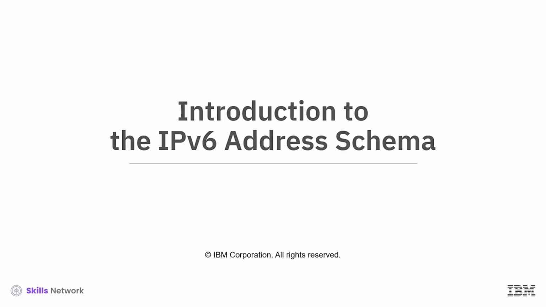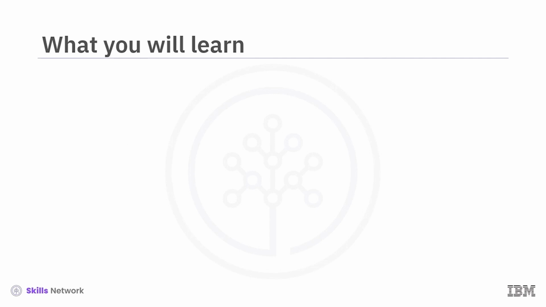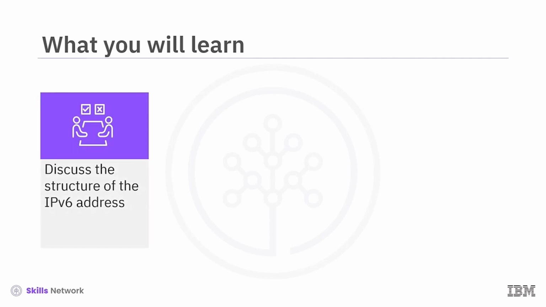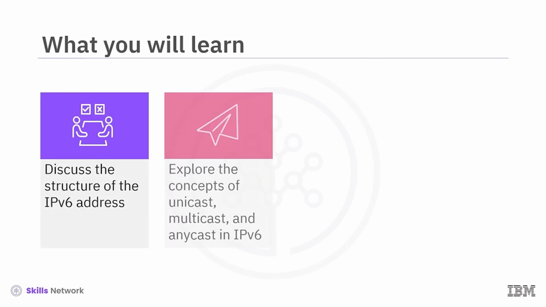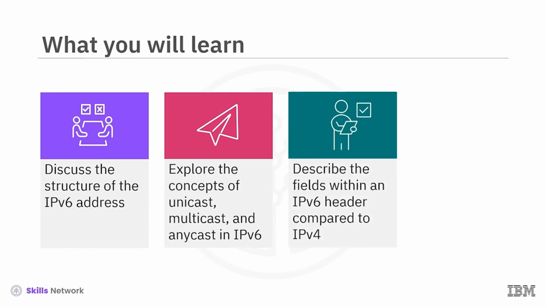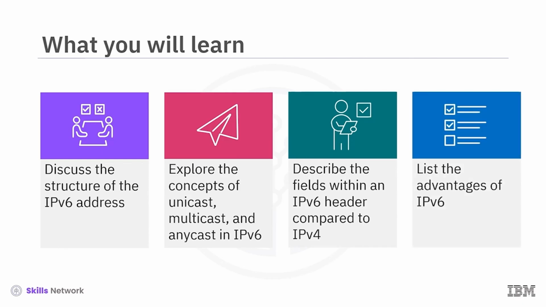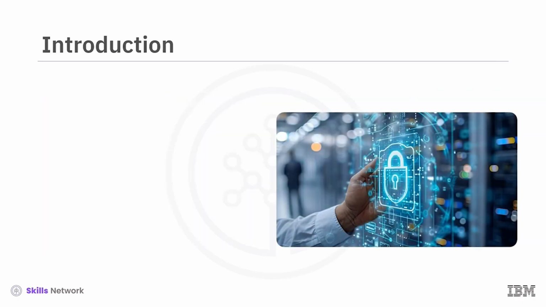Welcome to Introduction to IPv6 Address Schema. After watching this video, you will be able to discuss the structure of the IPv6 address, explore the concepts of unicast, multicast, and anycast in IPv6, describe the fields within an IPv6 header compared to IPv4, list the advantages of IPv6. As the world moves towards digitization, the need for a more robust and secure addressing system has become paramount to protect sensitive information and networks from any malicious attacks.